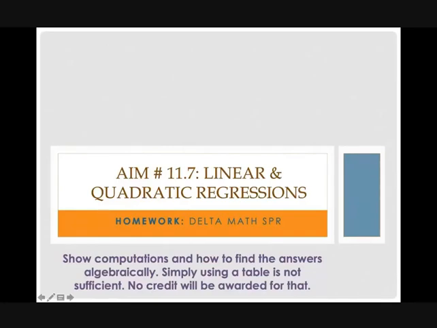Our aim today is 11.7, linear and quadratic regressions. Your homework is Delta Math SPR. So I'd like you to show the computations and how to get the answers algebraically. Simply stating that you used a table is not sufficient. Credit will not be awarded for that.